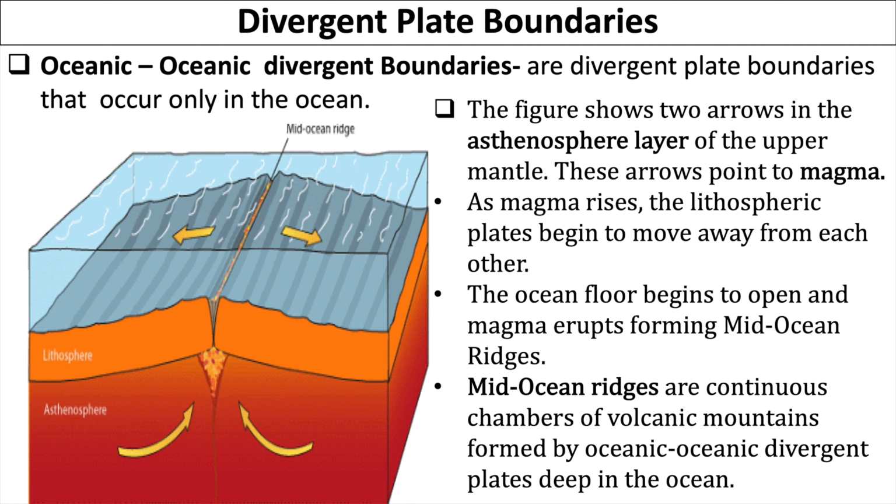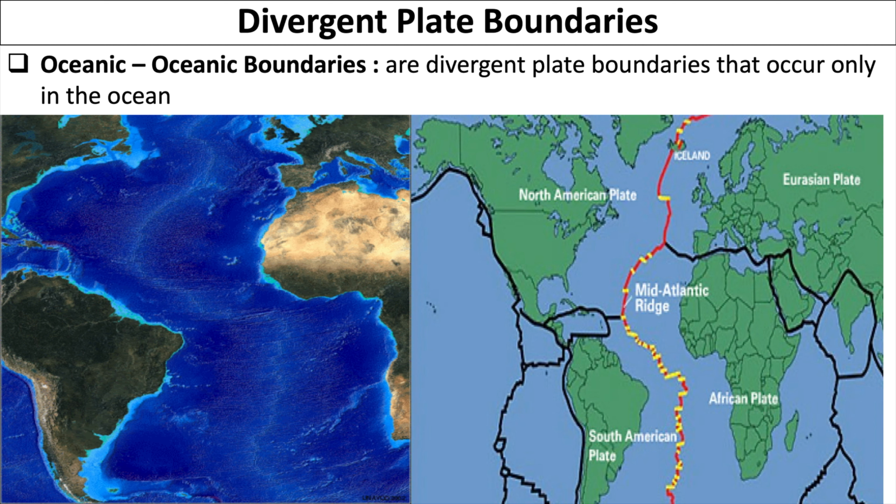As magma rises, the lithospheric plates begin to move away from each other. The ocean floor begins to open and magma erupts, forming mid-ocean ridges. Mid-ocean ridges are continuous chains of volcanic mountains formed by oceanic divergent plates deep in the oceans. A good example of oceanic divergent plate boundaries is the Mid-Atlantic Ridge, which is very visible from satellite.